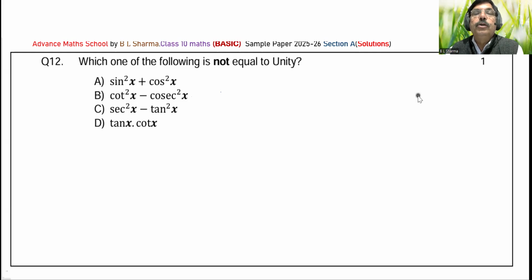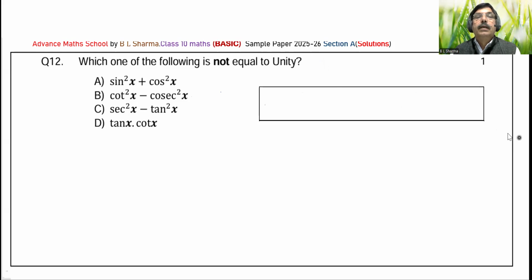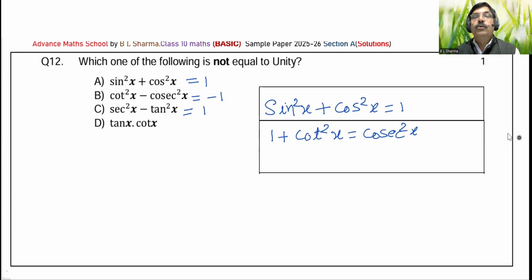Which of the following is not equal to unity? Unity means 1. We know sin square x plus cos square x is equal to 1, so that is equal to unity. Second part: sec square x minus tan square x is 1. How? We know 1 plus cot square x is equal to cosec square x, so cot square x minus cosec square x, when 1 goes to the right hand side, is equal to minus 1.